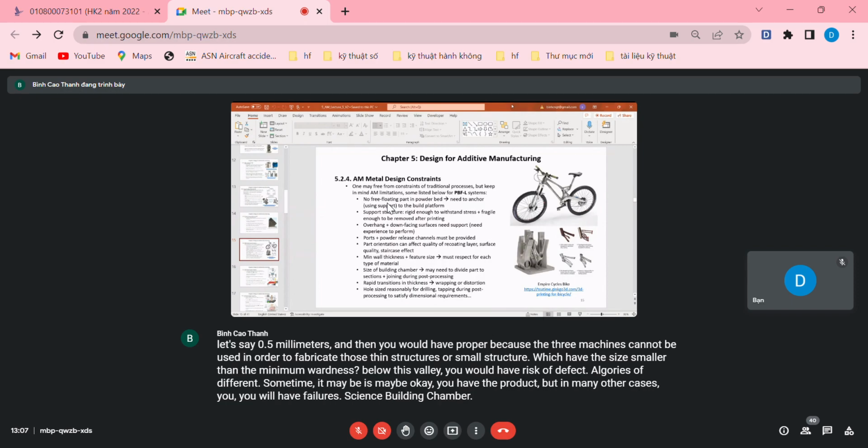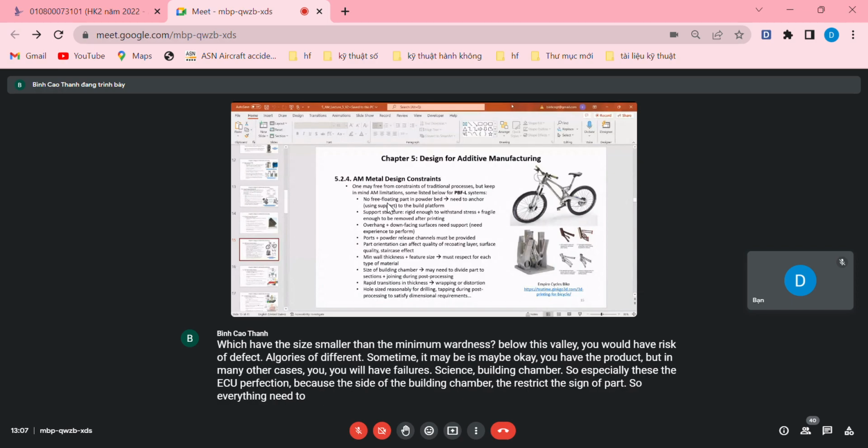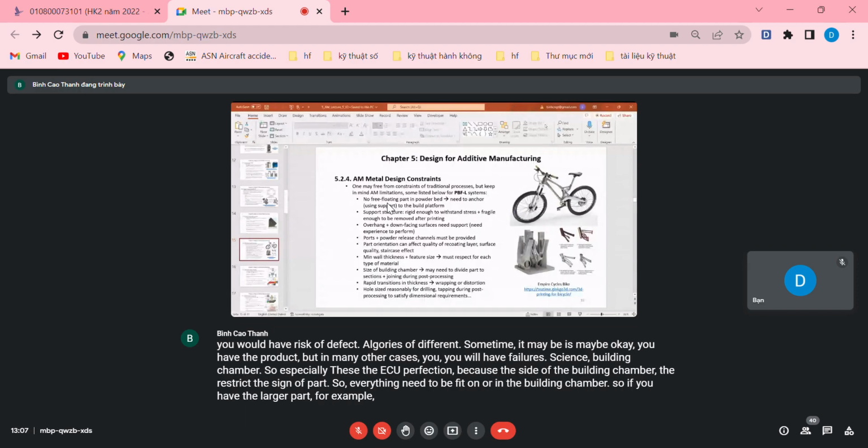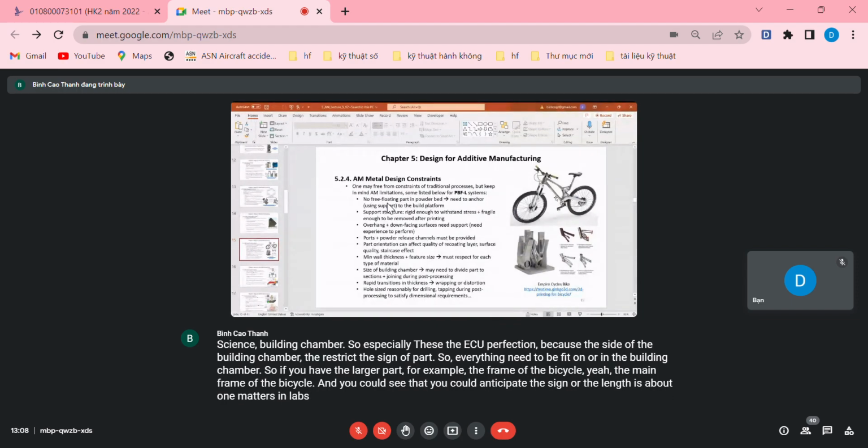Side building chamber. Especially, this is the issue of powder bed fusion, because the size of the building chamber will restrict the size of the part. So everything needs to fit in the building chamber. If you have a larger part, for example, the main frame of a bicycle, you could anticipate the size is around 1 meter in length and around half a meter in height.